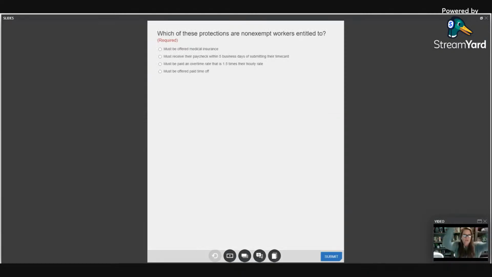Okay, so it's time for a poll. Which of these protections are non-exempt workers entitled to? They must be offered medical insurance, must receive their paycheck within 5 business days of submitting their time card, must be paid an overtime rate at 1.5 times their hourly rate, must be offered paid time off.